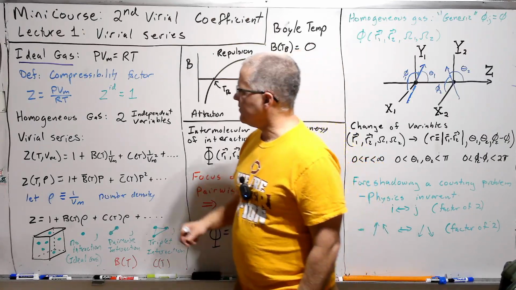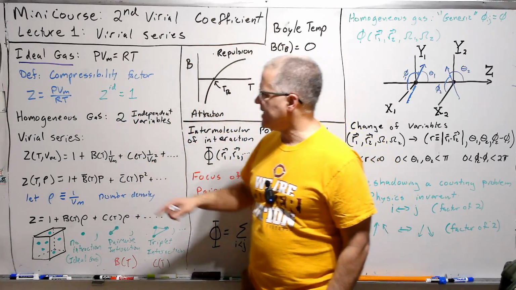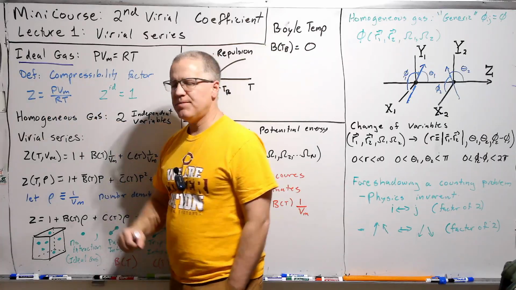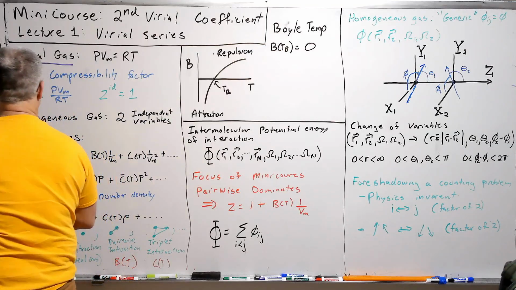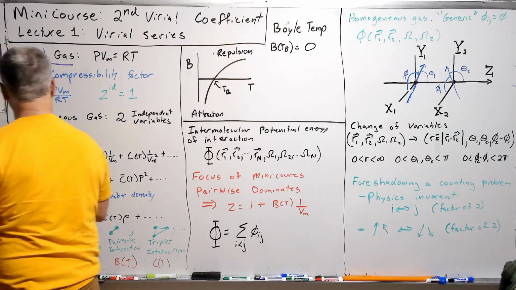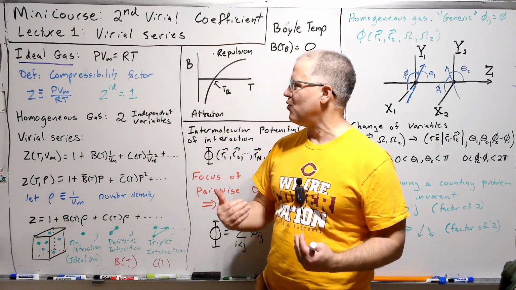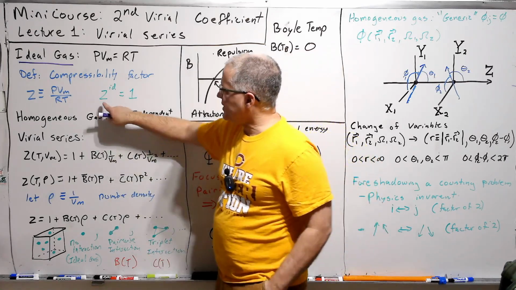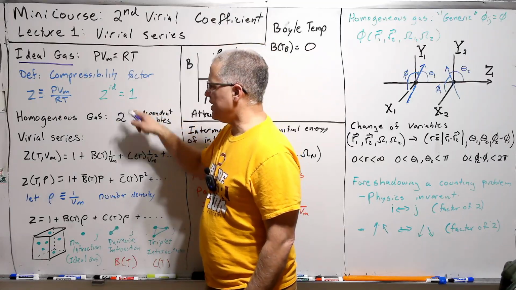Okay, so if we now define something called the compressibility factor, lowercase z, that's going to be defined as z equals PV over RT. So we notice here, if we have an ideal gas, z is 1.